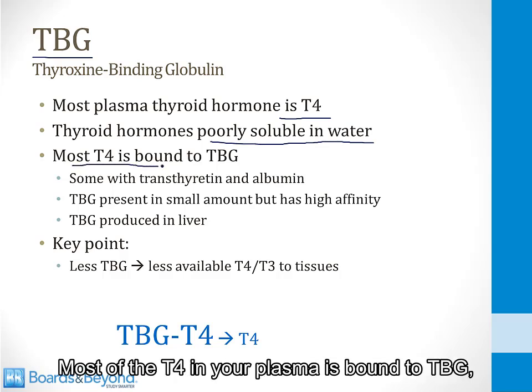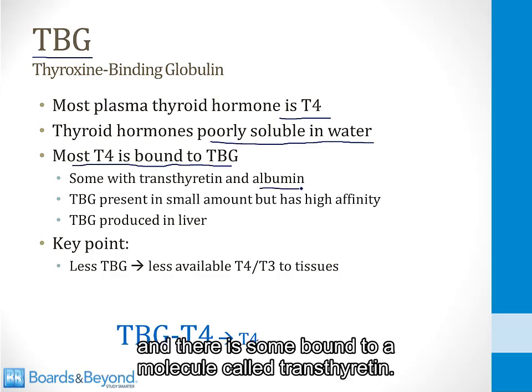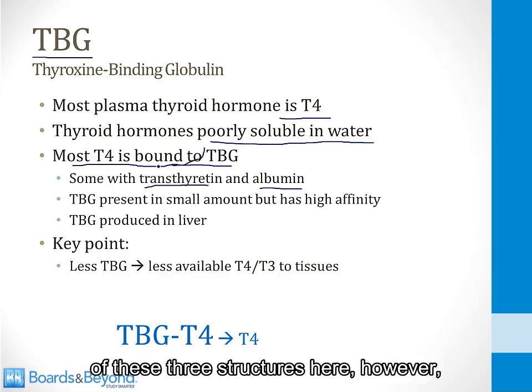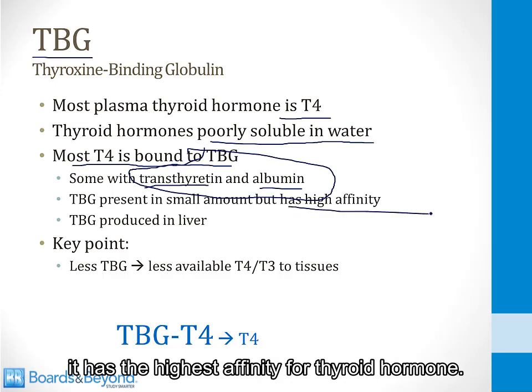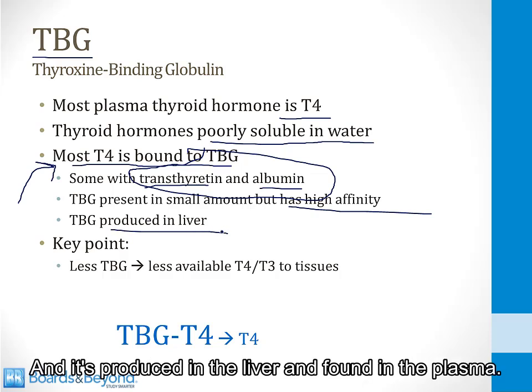Most of the T4 in your plasma is bound to TBG. Smaller amounts are bound to albumin, and there is some bound to a molecule called transthyretin. TBG is actually present in the smallest amount of these three structures here. However, it has the highest affinity for thyroid hormone, so as a result, most of your T4 is bound to TBG, and it's produced in the liver and found in the plasma.